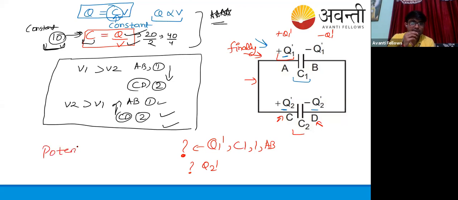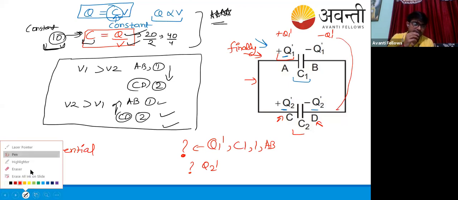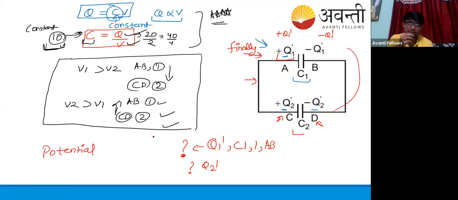So finally they will attain a common potential, that is, this complete system will attain a final potential, a common potential. We say it as a common potential, that is V. Now there will be no more potential differences like V1, V2. The potential difference will get balanced. Okay, it's like that.